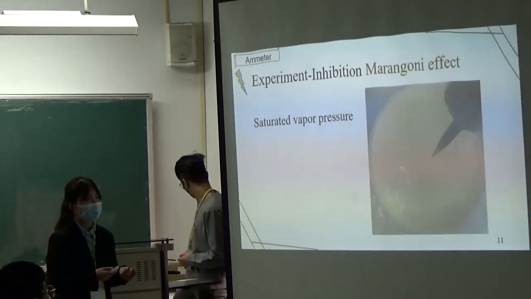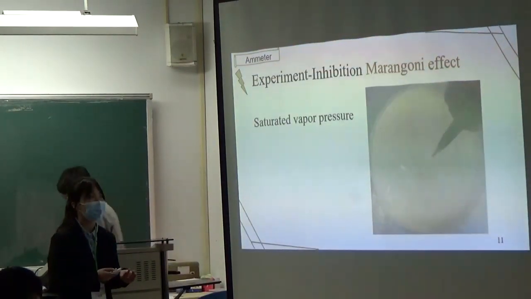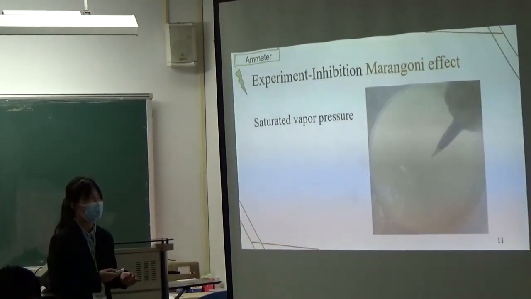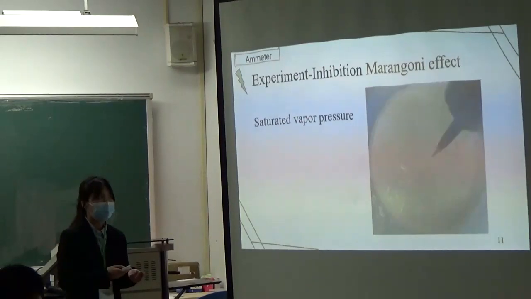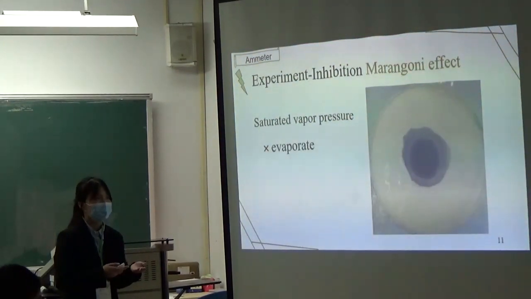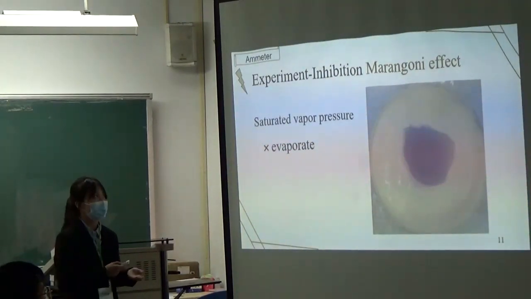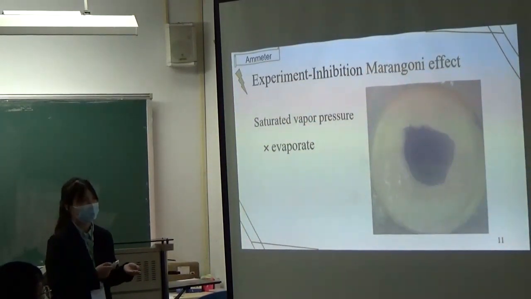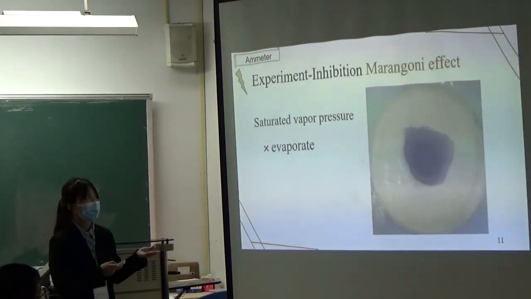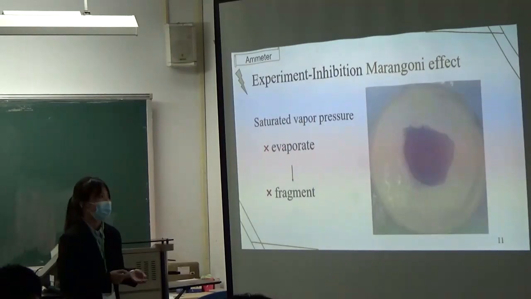And here we do the saturated vapor pressure experiment to prove the Marangoni effect does exist. We do this experiment in an acrylic box and spray isopropyl alcohol in it, so the environment is at saturated vapor pressure. And we can see that when it didn't have evaporation, the fingers are hidden.